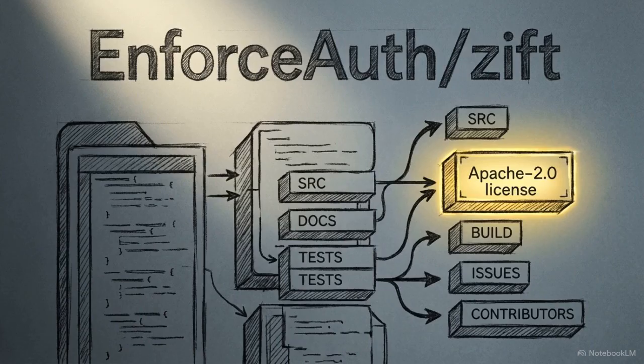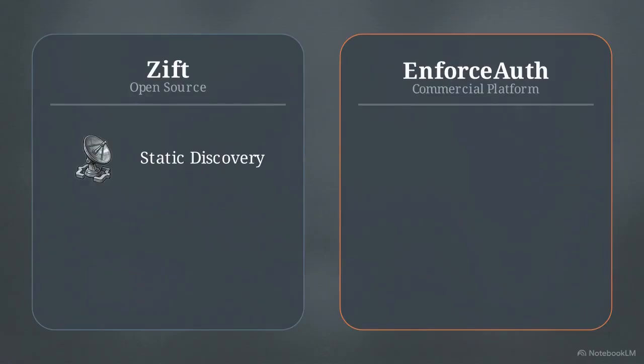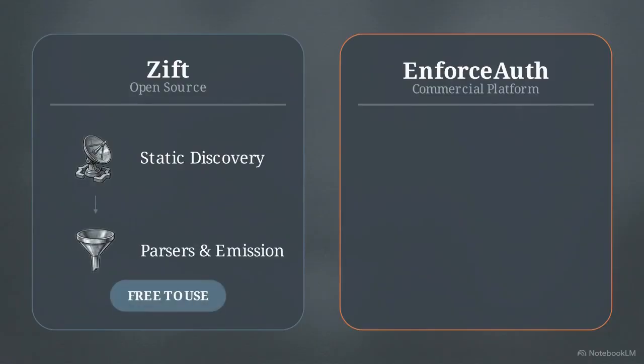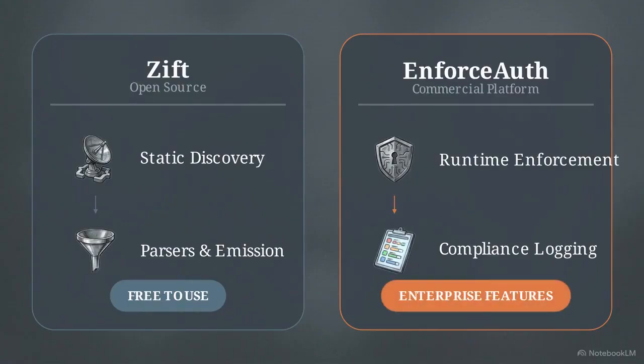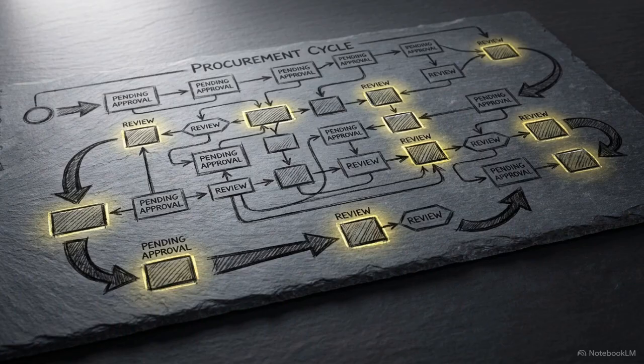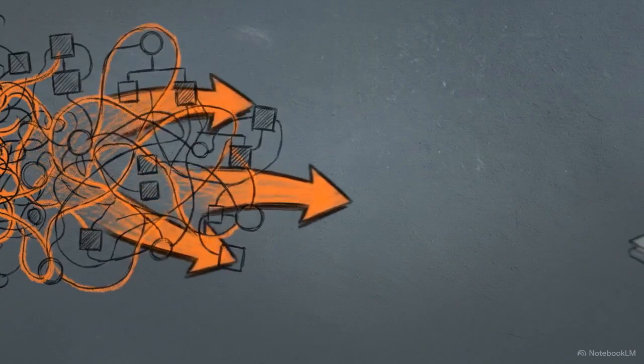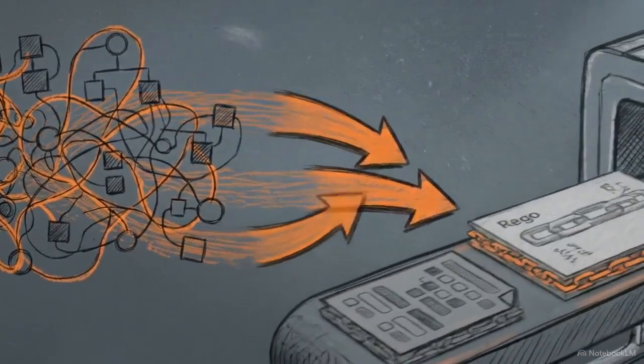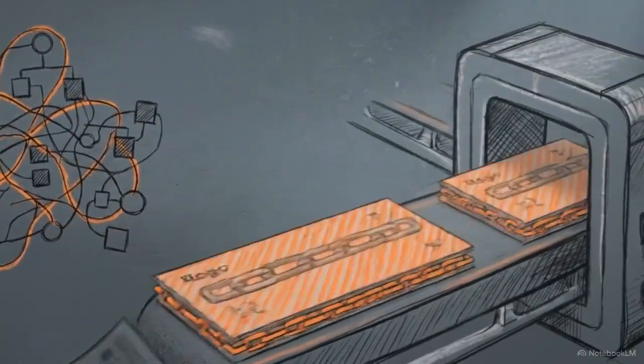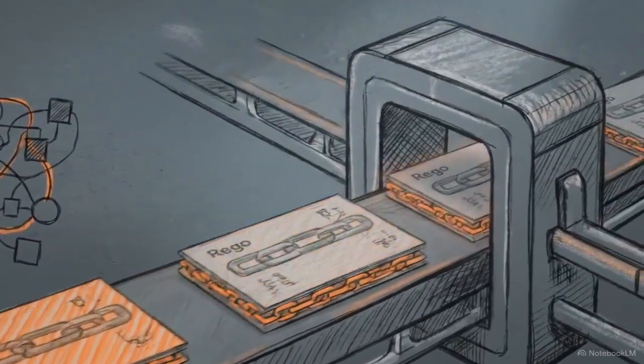To accelerate this transition, Zift was released under the permissive Apache 2.0 open-source license. The static discovery, parsers, and policy emission engines are free to use. Continuous runtime enforcement and compliance logging remain part of the commercial platform. The discovery step is too critical of a bottleneck to hide behind a lengthy enterprise procurement cycle. Every team needs a frictionless way to assess their codebases. As industry standards converge around frameworks like Open Policy Agent, algorithmic source extraction provides the necessary on-ramp to reach a modern, externalized security posture.